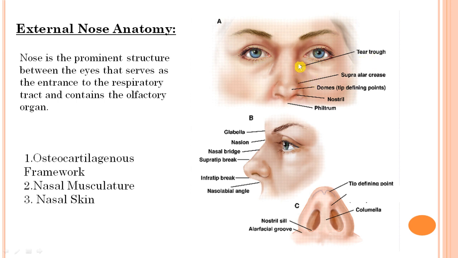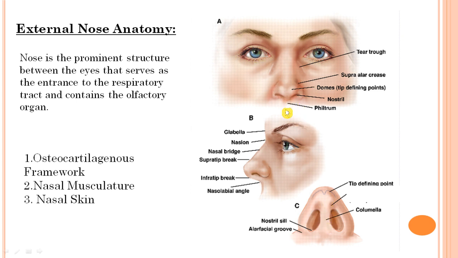First of all, here is your tear trough, present around the nose. Then you can see the dorsum of the nose, also called the nasal bridge. Then you have a supra-alar crease. This crease that you see above the ala, this is the ala, is called the supra-alar crease. These are your ala or domes. Then you have two openings, which are called nostrils. The central region is called the columella.